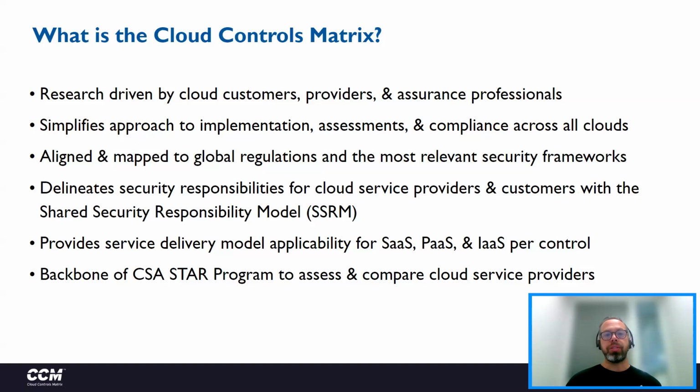The Security Trust, Assurance, and Risk Program, also known as CSA STAR, provides a publicly accessible registry documenting the security and privacy controls of cloud computing offerings. The program is designed to encourage transparency between cloud service providers and their customers, and at the foundation of this program is the Cloud Control Matrix.